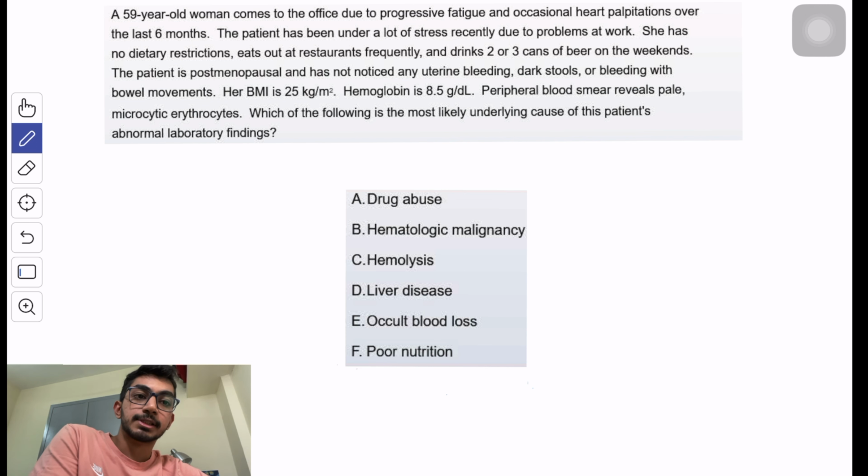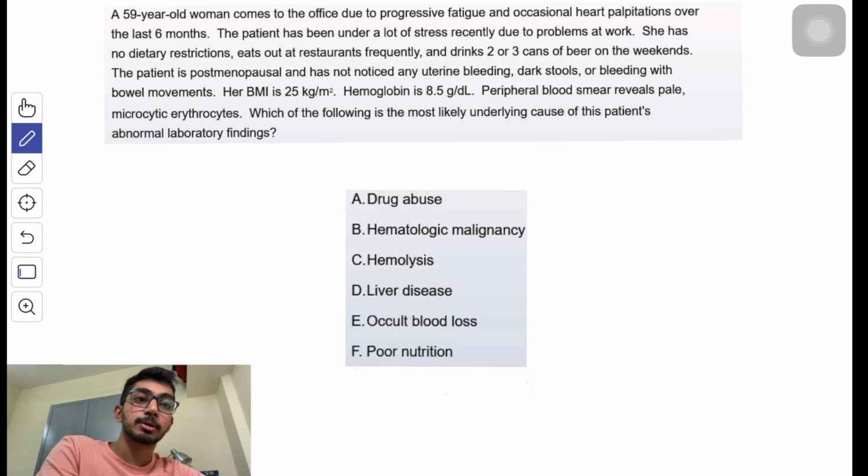So they've already given us the lab findings, which is that her BMI is 25, which is normal. Her hemoglobin is 8.5, which is less than normal, and peripheral blood smear shows pale microcytic erythrocytes. Okay, so microcytic erythrocytes are mostly caused in this woman by iron deficiency or any type of blood loss.